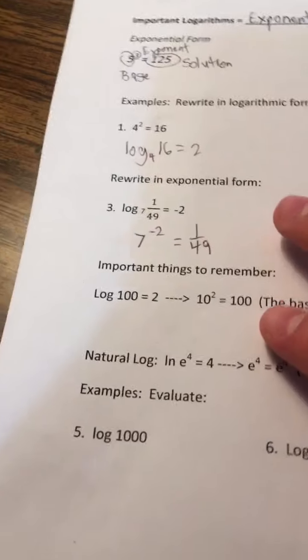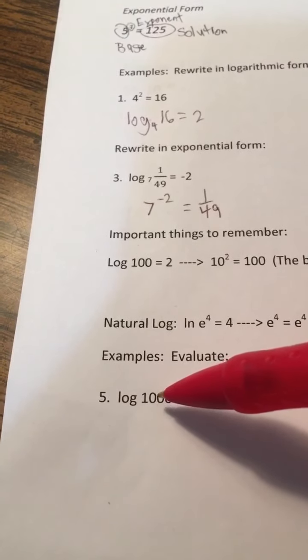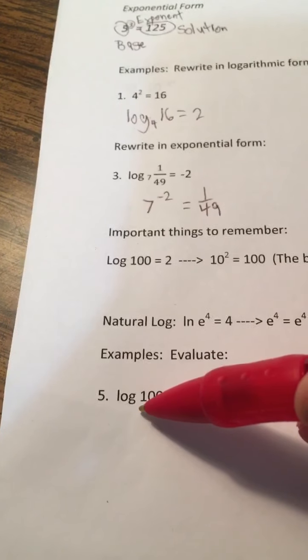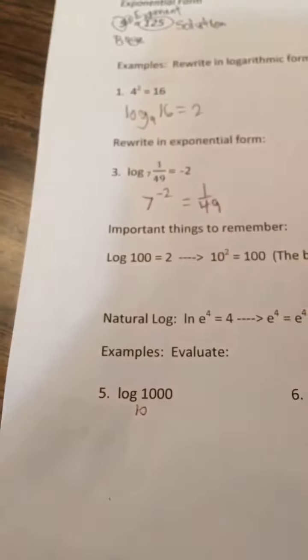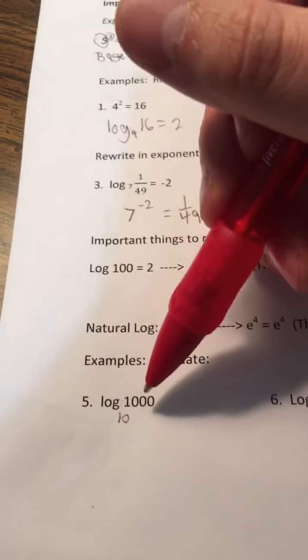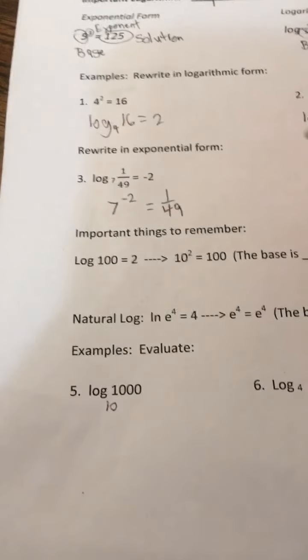So if you look at problem number 5, log of 1,000, that one doesn't have a base written. So you remember, what's the base on that log if they didn't write the base? It's 10. So that's like saying log base 10 of 1,000. Yes, I could just type this in my calculator, log of 1,000, and it would tell me the answer. But I don't need the calculator for this problem. I could figure it out.